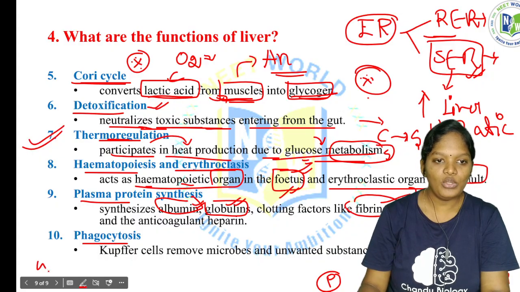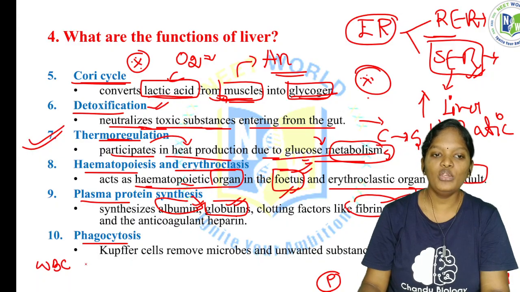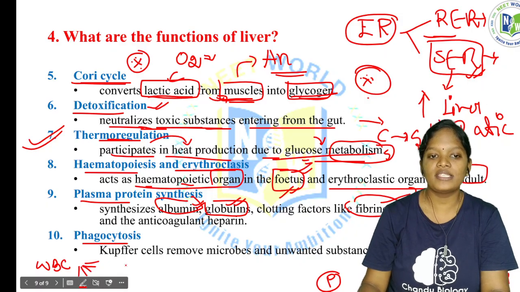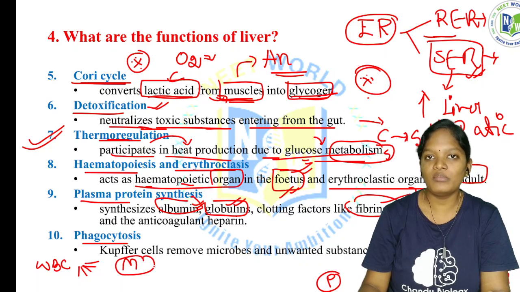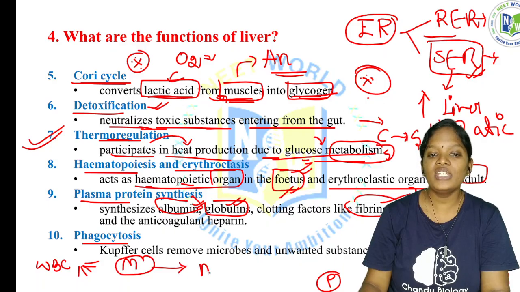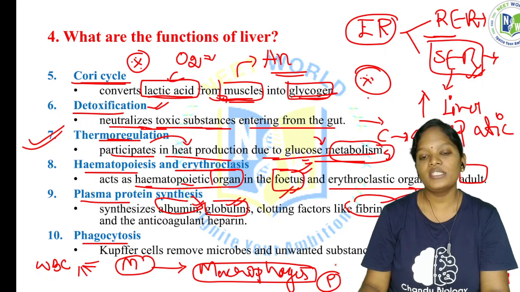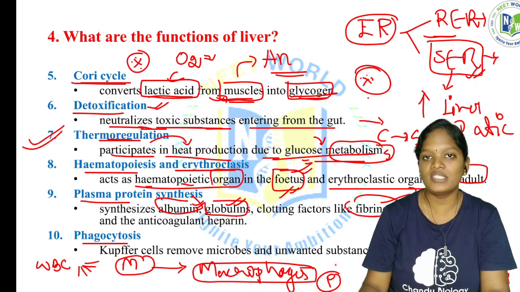In the WBC, we have five important cells: neutrophils, eosinophils, basophils, lymphocytes, and monocytes. Whenever monocytes are streaming in the blood, we call them monocytes. Whenever they reach any tissues, we call them macrophages. These macrophages are involved in the phagocytosis process. Phagocytosis means engulfing the microorganisms and digesting them.